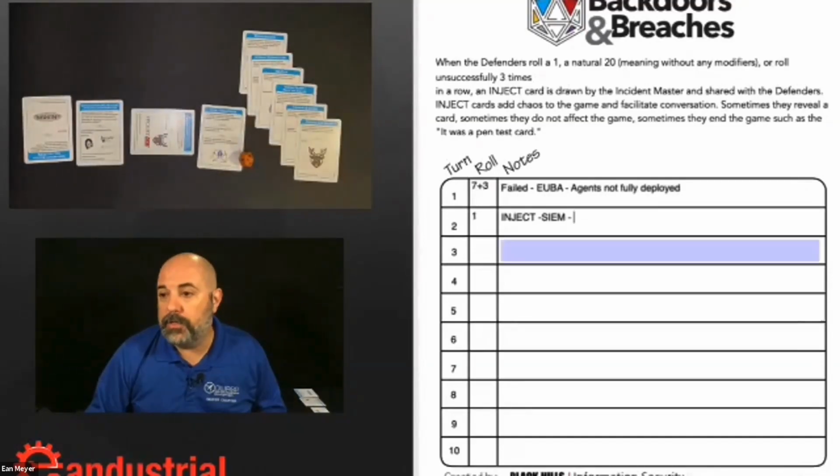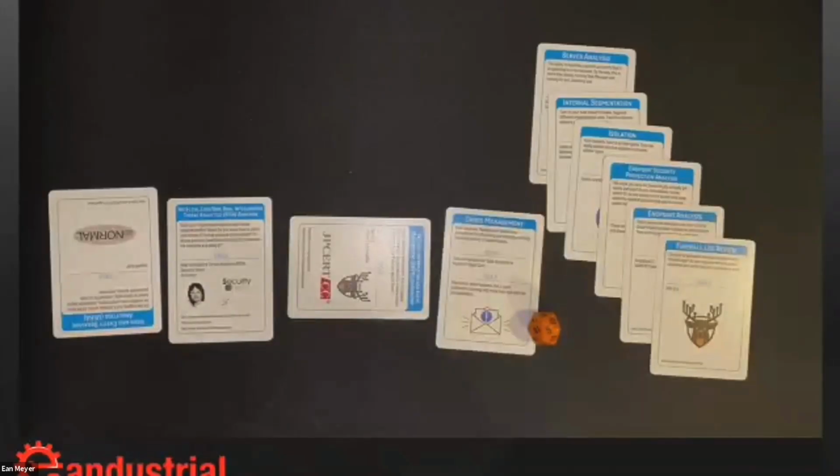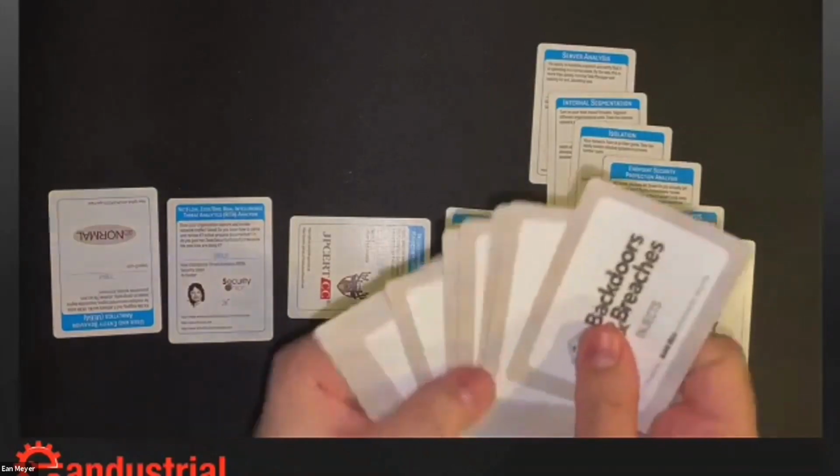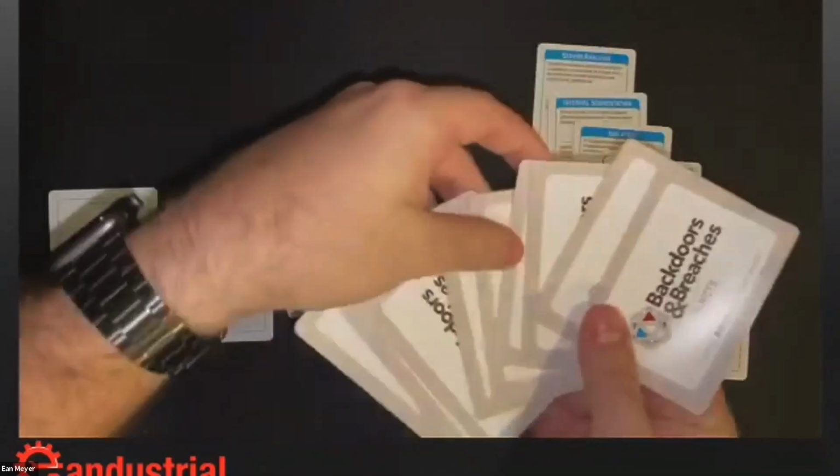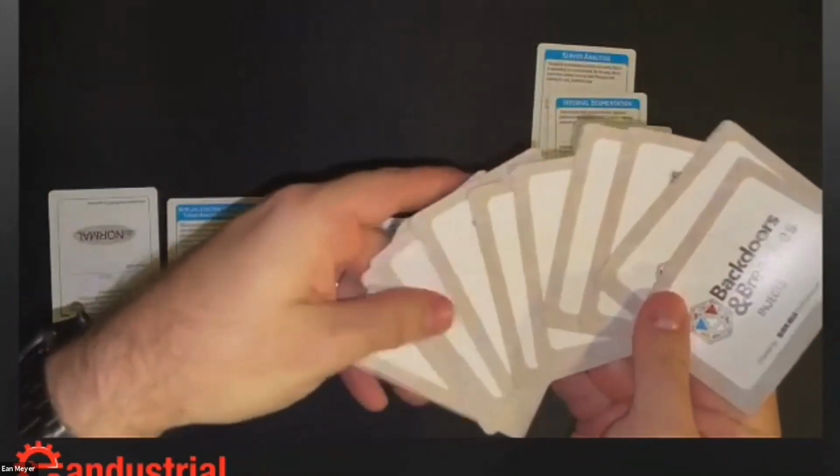Now, what we're going to do, though, is I've got our inject cards. I'm going to hold them up like this. And the way I generally do this virtually is we'll hold it up. And I think that's pretty spread out.